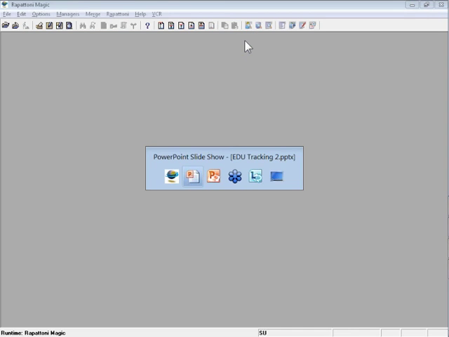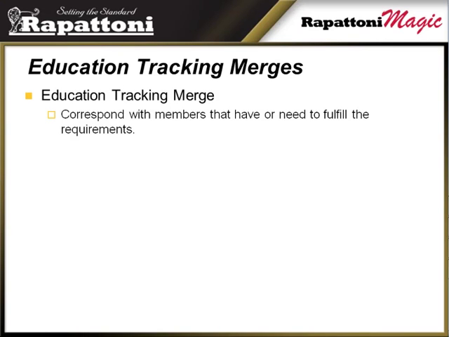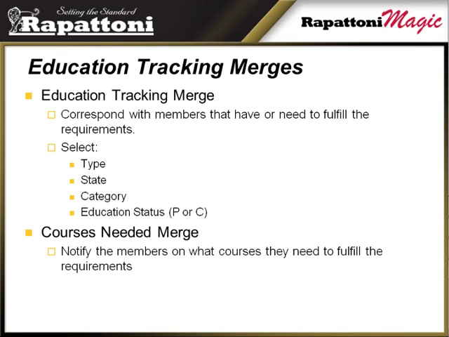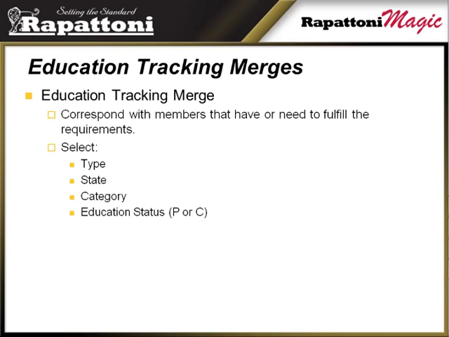Okay, let's go ahead and review. Thanks, Frank. So we talked about education tracking merges as a way to correspond with members regarding their ethics requirements. We paid attention to the criteria, looking at the type of education, the state, the category we're tracking, and the status of whether or not they've completed their classes.